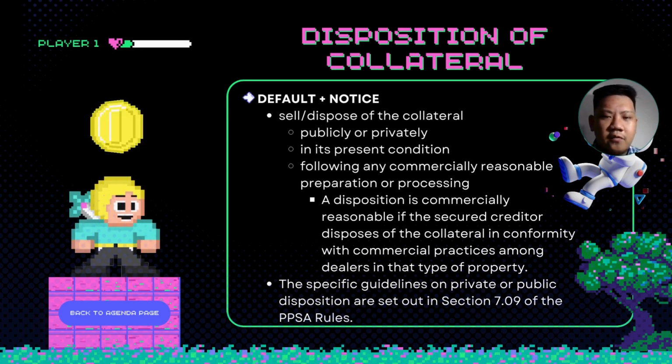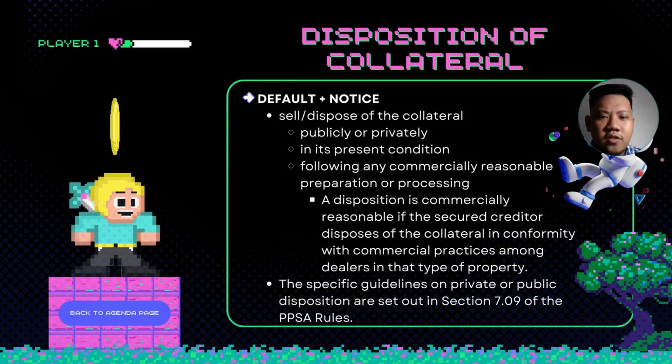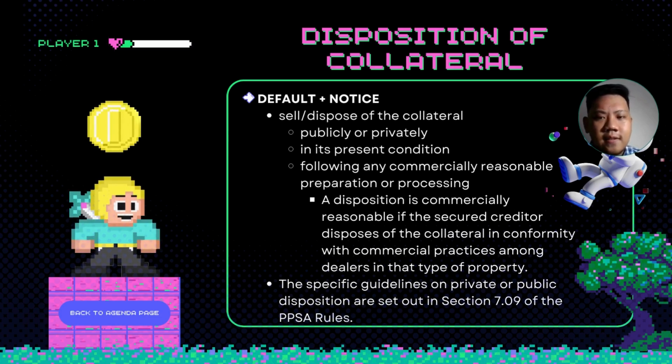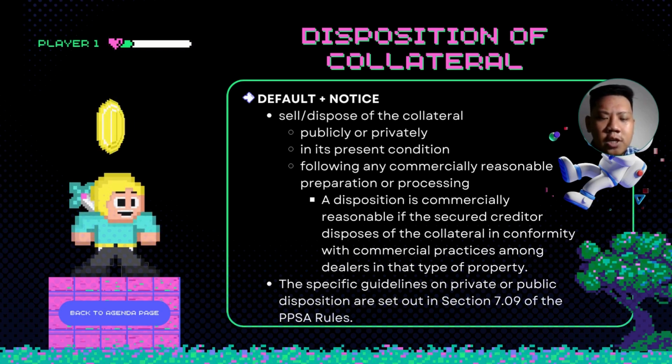Disposition of collateral after default. A secured creditor may, upon prior notice to the grantor, other secured creditors, and any other person from whom the secured creditor received notification of a claim of interest in the collateral, sell or otherwise dispose of the collateral publicly or privately in its present condition or following any commercially reasonable preparation or processing.